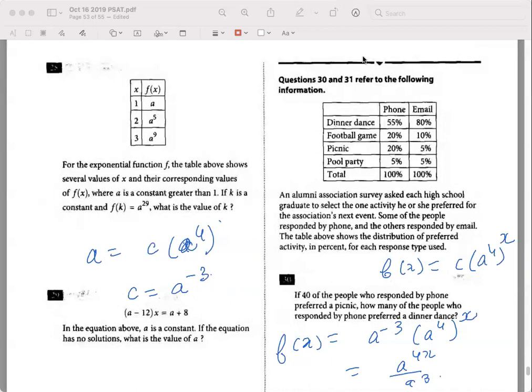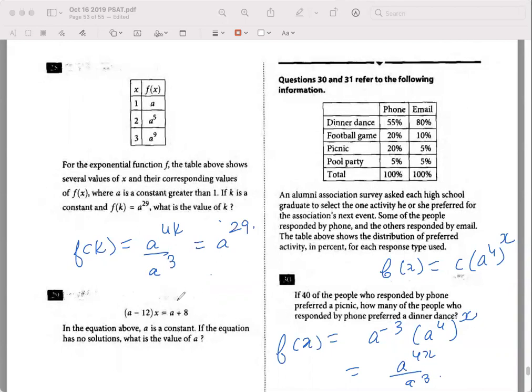So let's just solve this. I'll erase this. Okay, so f of k will be a to the power 4k by a cube, and that is a to the power 29, right? I got this from this equation for f of x. So that means a to the power 4k is a to the power 32 because 29 plus 3 is 32. So 4k is 32. So k is 8. So the value of k is 8.